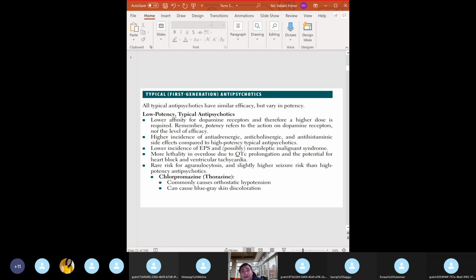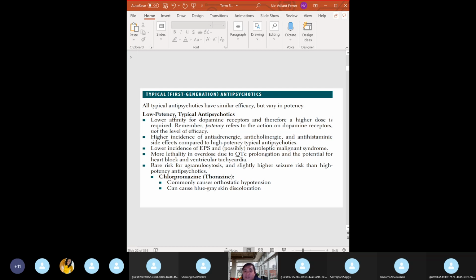Higher incidence, however, of anti-HAM effects for your low potency typical antipsychotics. They also have lower incidence of EPS. However, if you overdose with this one, you can have QT prolongation and potential for AV block and ventricular tachycardia. So what are the drugs? There's a risk for agranulocytosis also and seizure risk.